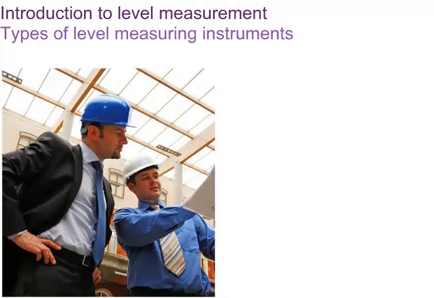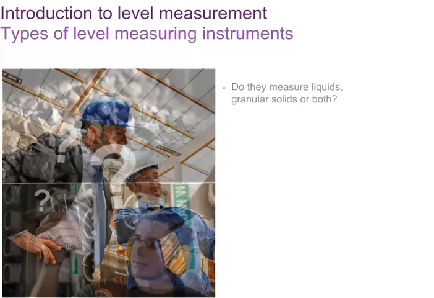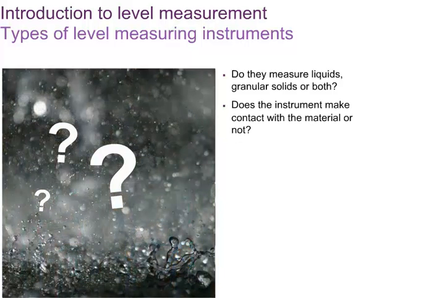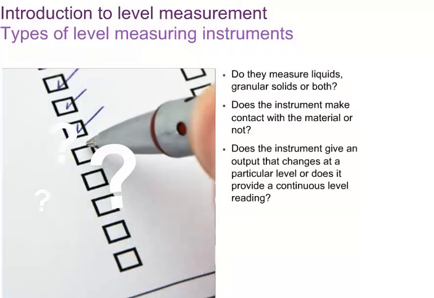There are many different types of instrument that measure level, depending upon the type of material, the type of vessel, and the customer's requirements. These instruments can be categorized in three ways. Firstly, do they measure the level of liquids, granular solids, or both? Next, does the instrument make contact with the material or not? Finally, does the instrument give an output that changes at a particular level, or does it provide a continuous level reading?